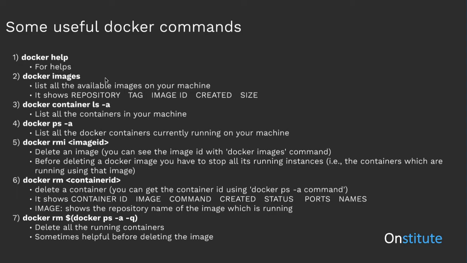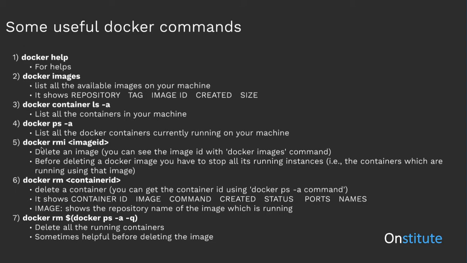Now for image and container, there are separate sets of commands. For example, if you want to list down all the available images in your machine, you have to execute the command docker space images. If you want to list down all the containers in your machine, then you have to execute this command, that is docker space container space ls minus a.